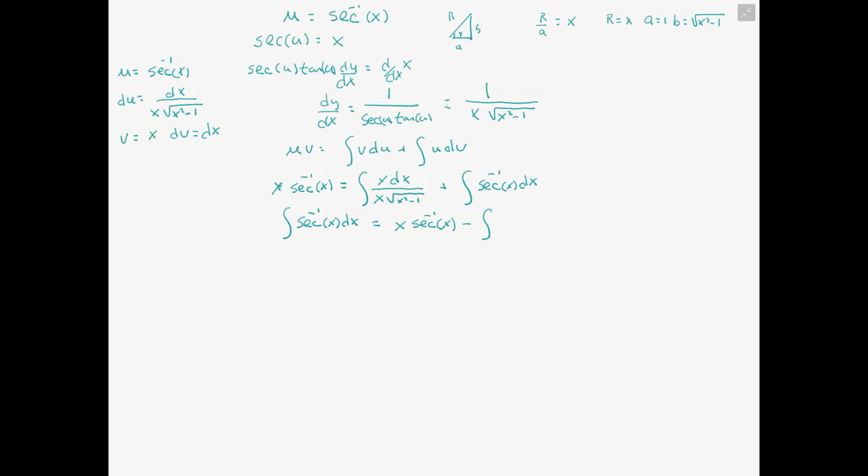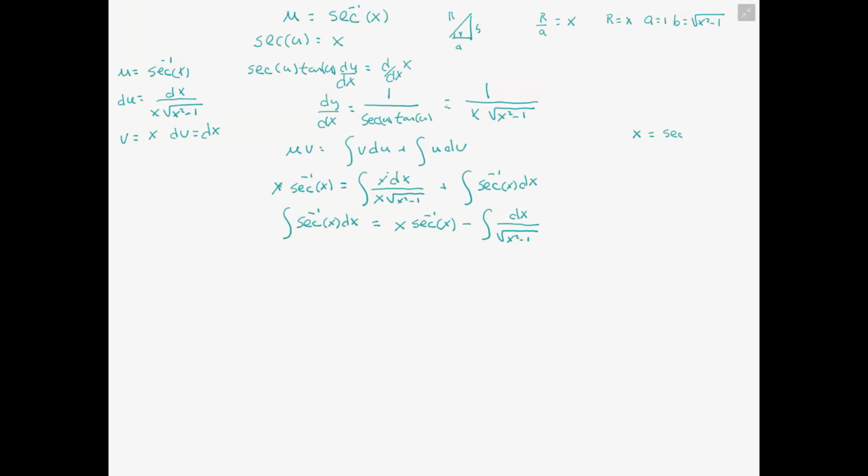We have the integral of arcsecant of x dx is equal to x arcsecant x minus, and these x's cancel out, so we end up with dx over square root of x squared minus 1.